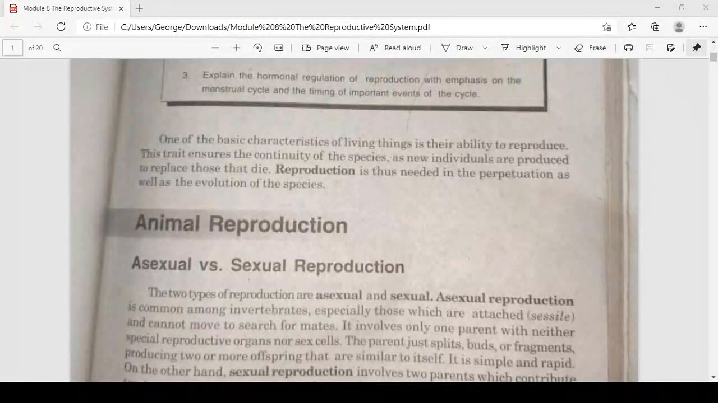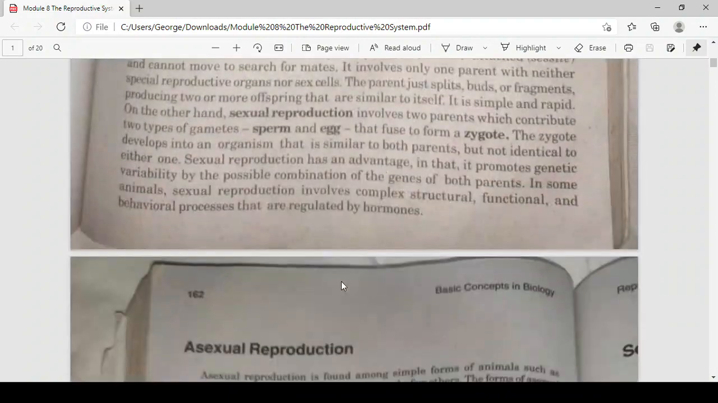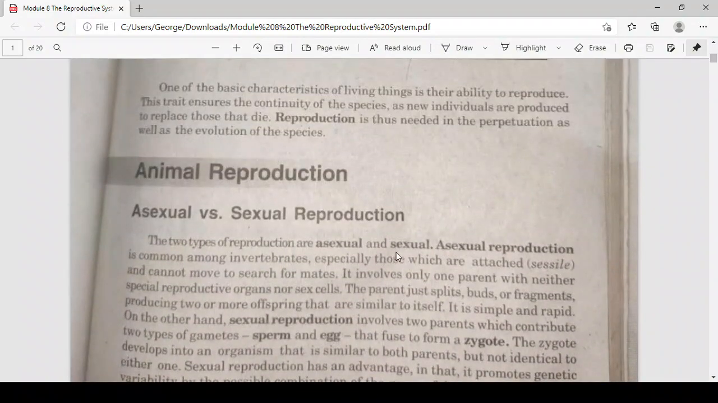So, good morning, kids. This will be our final module for your examinations. This is your reproductive system and its development. So, kids, first, one of the basic characteristics of living things is their ability to reproduce. This trait ensures the continuity of a species as new individuals are produced to replace those that die. So reproduction is thus needed in the perpetuation as well as the evolution of the species.